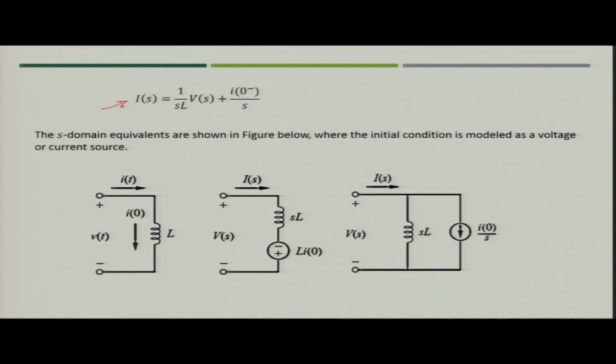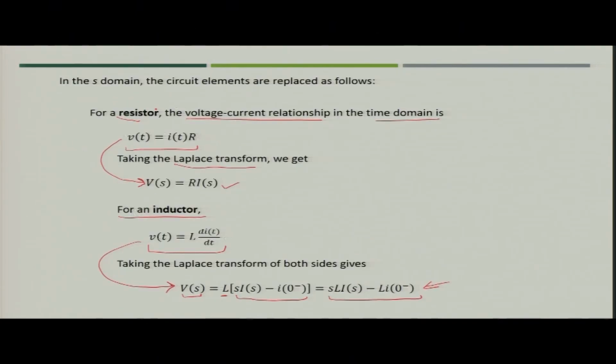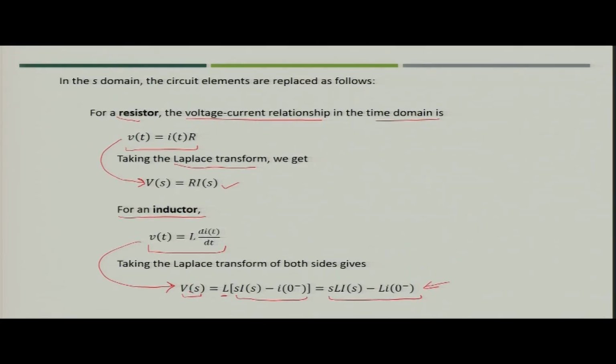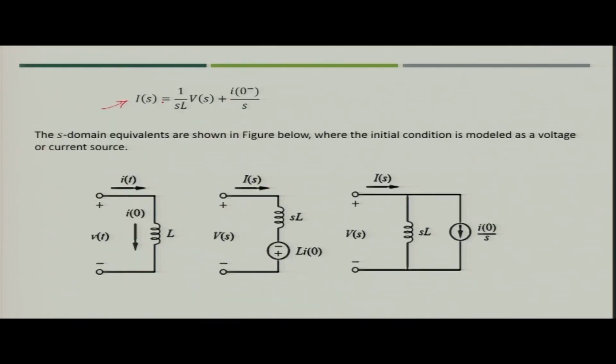At the same time, you can also calculate the value of current I(s) with the help of the same equation. So, you will rearrange the equation in such a way that you get I(s) is nothing but 1 upon sL into V(s) plus I at time t equal to 0, divided by s. So, now we have the inductor voltage as well as inductor current in the s domain.